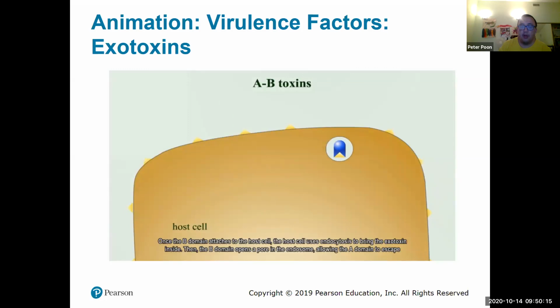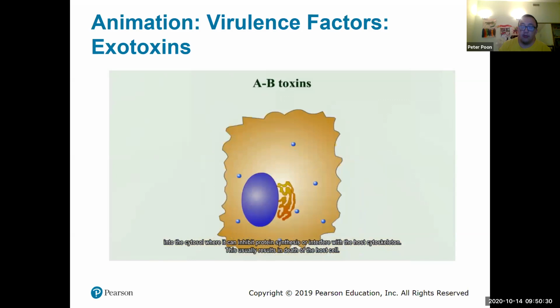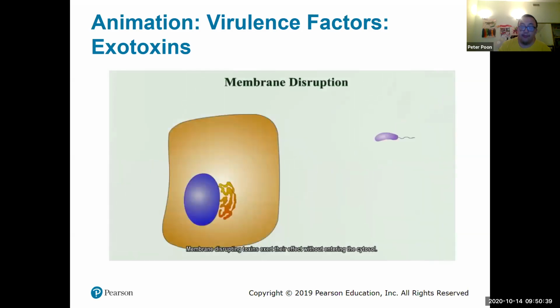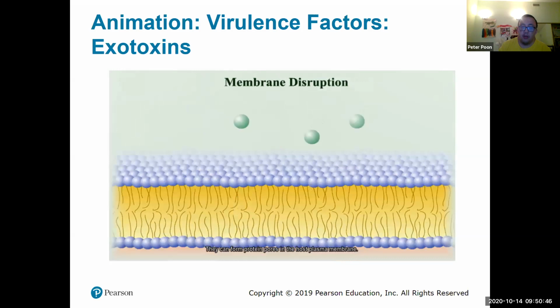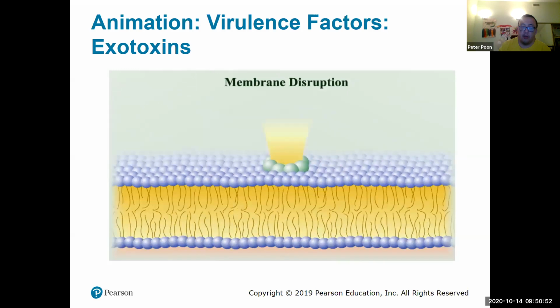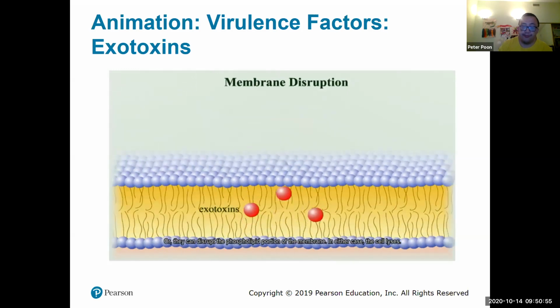Once the B domain attaches, the host cell uses endocytosis to bring the exotoxin inside. Then the B domain opens a pore in the endosome, allowing the A domain to escape into the cytosol, where it can inhibit protein synthesis or interfere with the host cytoskeleton. This usually results in death of the host cell. Membrane-disrupting toxins exert their effect without entering the cytosol. They can form protein pores in the host plasma membrane, or they can disrupt the phospholipid portion of the membrane. In either case, the cell lyses.